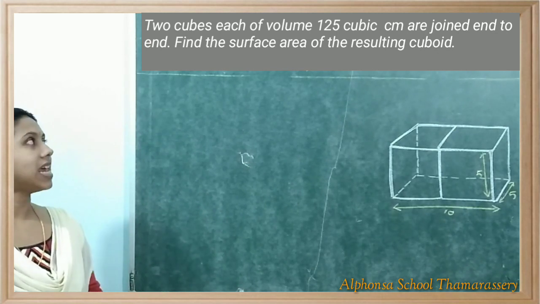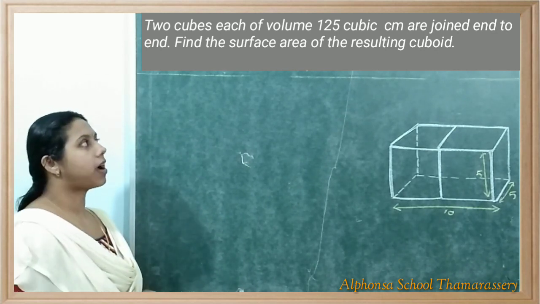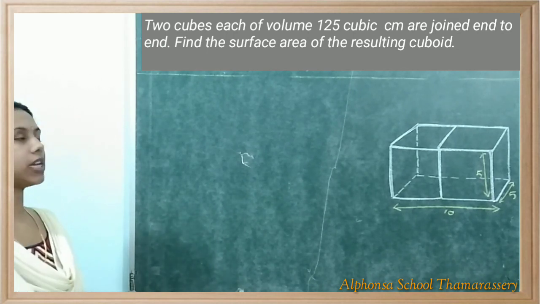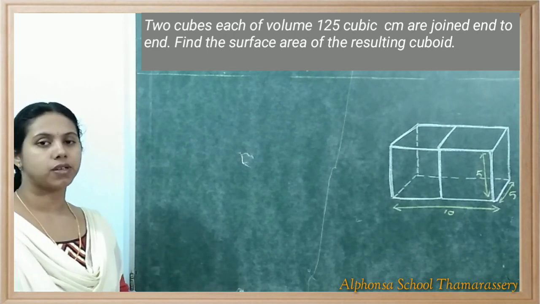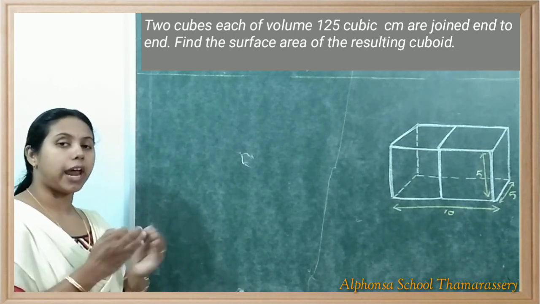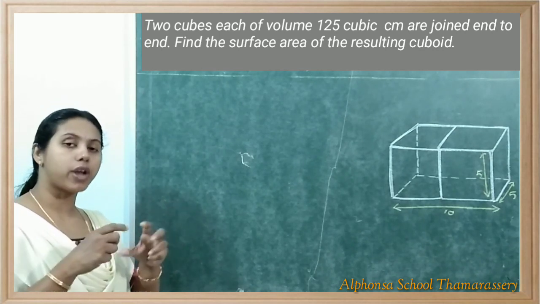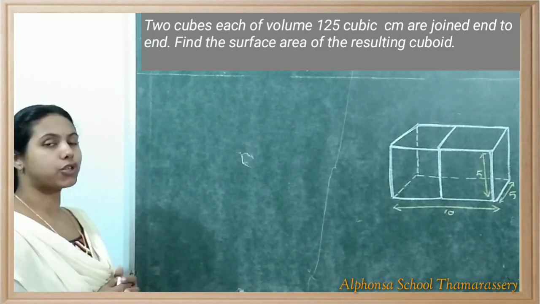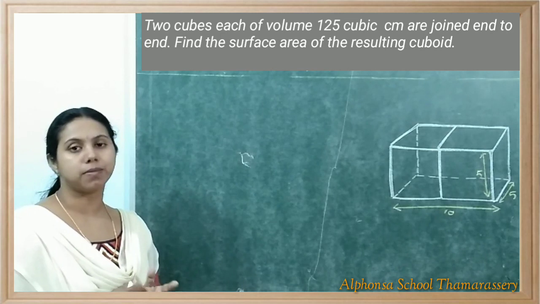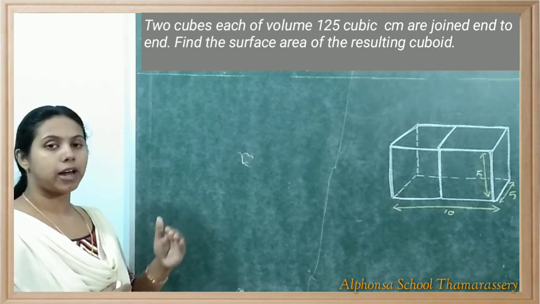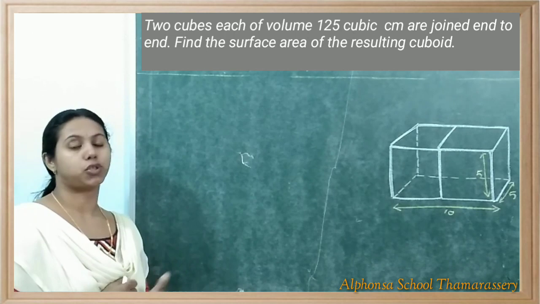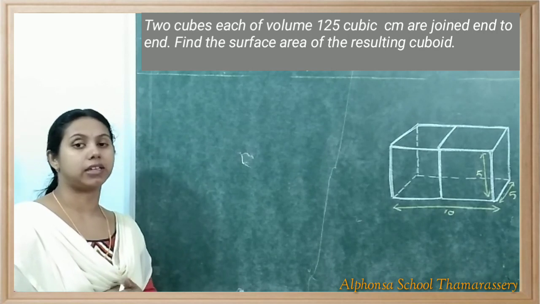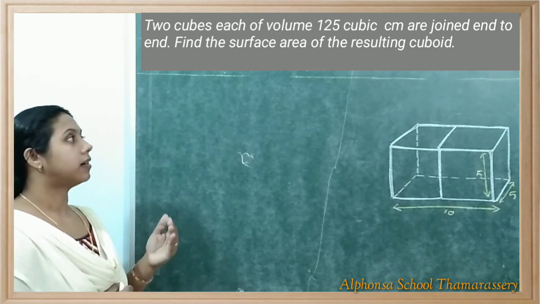You can see the next question. There are two cubes, each of volume 125 centimeter cube, joined end to end. Find the surface area of the resulting cuboid. So two cubes joined end to end. If you join two cubes, you will get a cuboidal shape. The volume of each cube is 125 centimeter cube. So we can find the length of the edge of each cube, because we know the volume of a cube is equal to a cube. So we can find the length a.